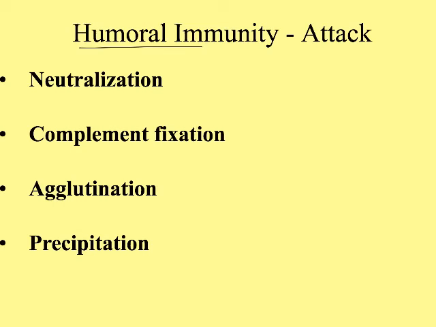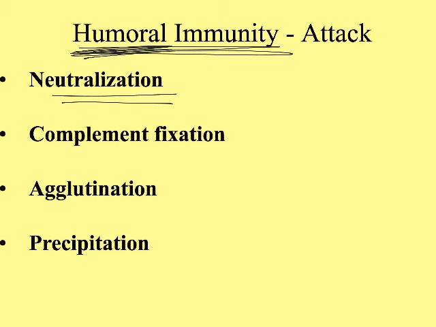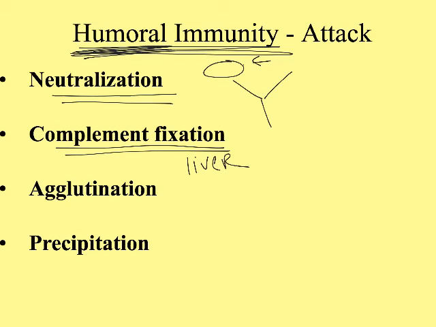Now how do antibodies work? Remember, humoral immunity is antibodies. We can neutralize. If this is an organism, the antibody can bind to it, and then it can't cause any infection anymore. It could trigger complement fixation. The complement was that set of proteins coming from the liver. Then it could cause agglutination, and I have that on the next picture, and it could cause precipitation.